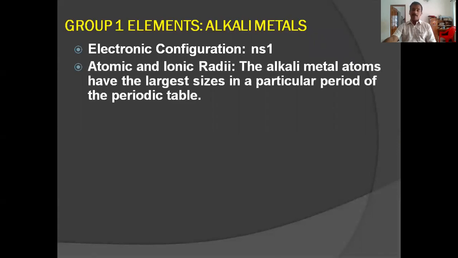Atomic and ionic radii: as we move down the group, atomic and ionic radii increase. And the alkali metal atom has the largest size in a particular period of the periodic table. As we move from left to right, the size decreases. So the biggest atom is the atom of alkali metal.